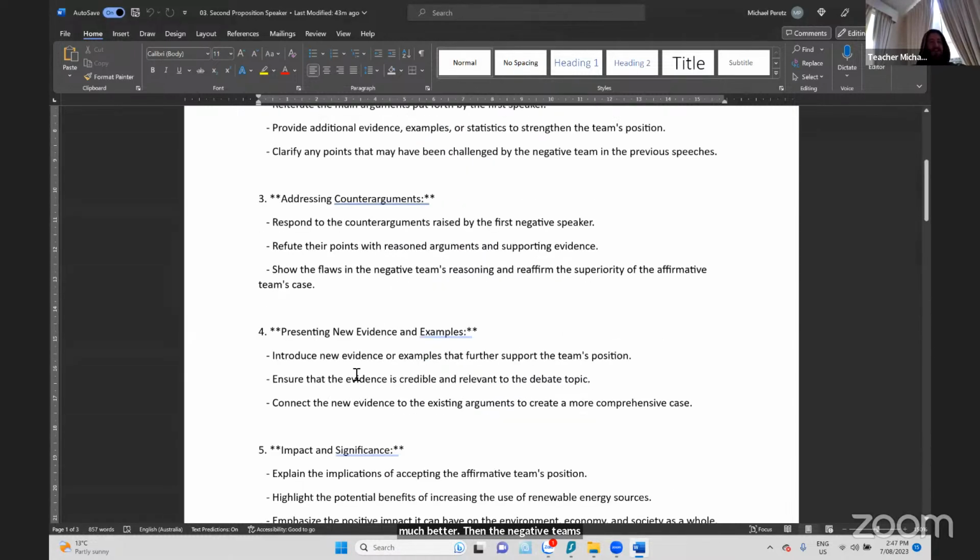We want to present new evidence and new examples. So we want to introduce new evidence or examples that further support our team's position. We want to ensure that the evidence is credible and relevant to the debate topic. So that goes back to what we were talking about. Evidence needs to be on topic.